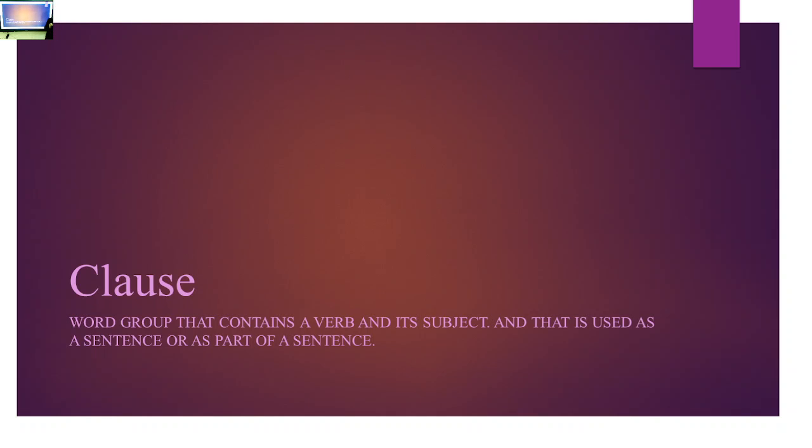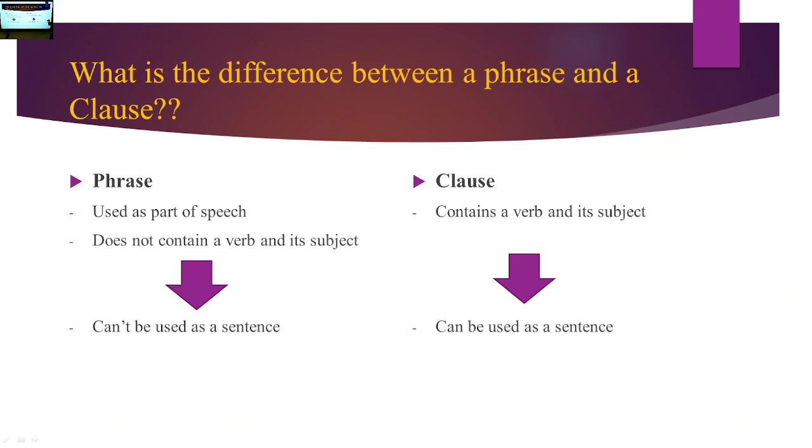So mainly, the feature that you can recognize the clause from anything else is that the clause consists of a subject and a verb. So you have a subject-verb combination. That's why you can use it alone as a sentence. This is the main difference between the clause and the phrase. A phrase can't be used as a sentence. Why? Because it doesn't contain a subject-verb combination, while a clause contains a subject-verb combination, that's why we can use it as a sentence.